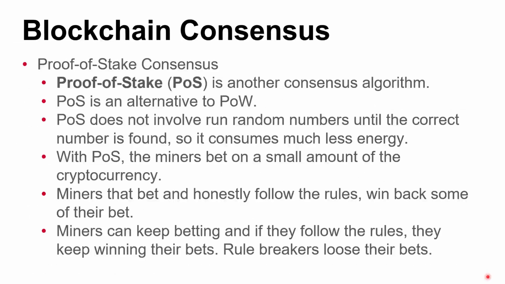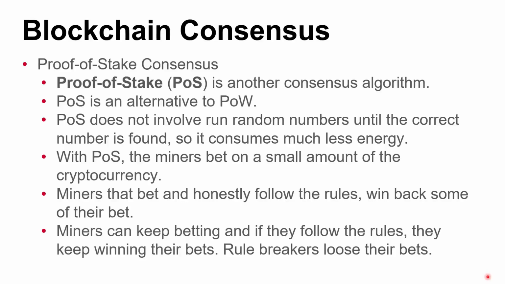There's also proof of stake consensus. So that's another consensus algorithm. It's definitely an alternative to proof of work. With proof of stake, you don't run random numbers until the number is found. So it's considered much more green, consumes a lot less electricity, a lot less energy.